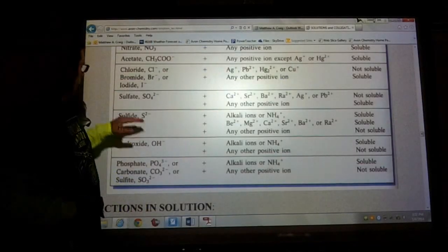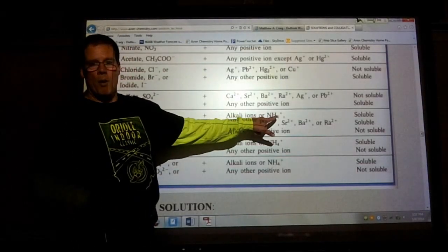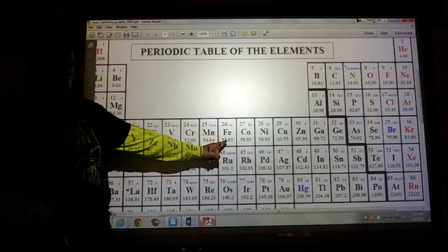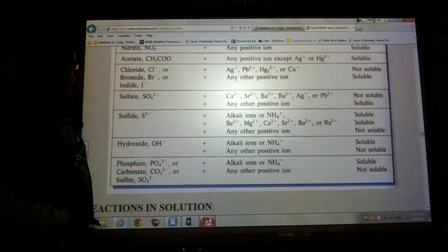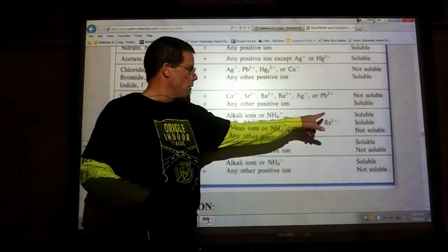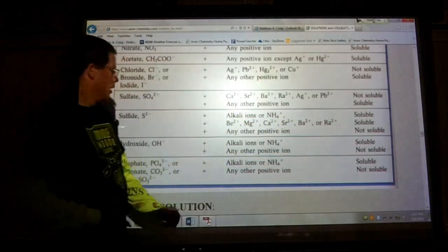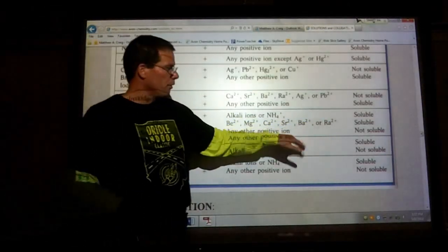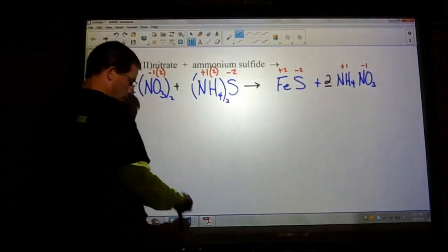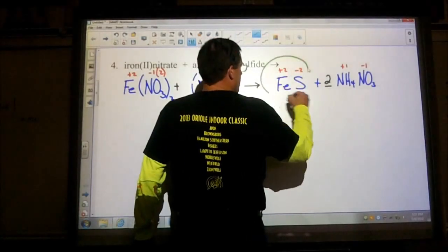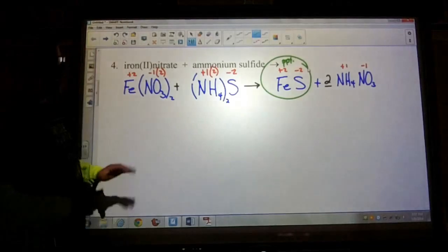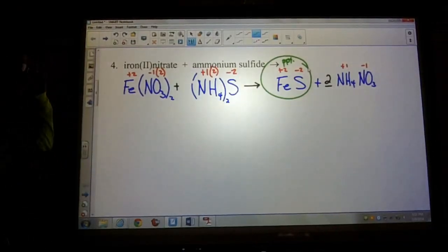Iron. So is iron an alkali ion or ammonium? In other words, is it in group 1A? Is iron over here? No, iron's right here in the middle. Okay. Is iron listed here as beryllium, magnesium, calcium, strontium, barium, radium? It is not. So we go to the third row. Is it any other positive ion? Yes, it is. Not soluble. So there is our PPT. So identify it as your PPT. There you go. Okay. So now you've got the first step completed.